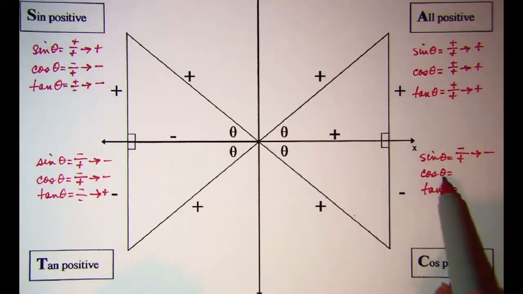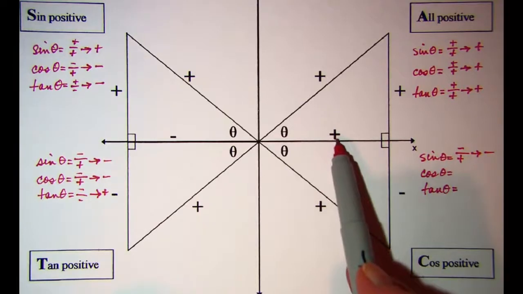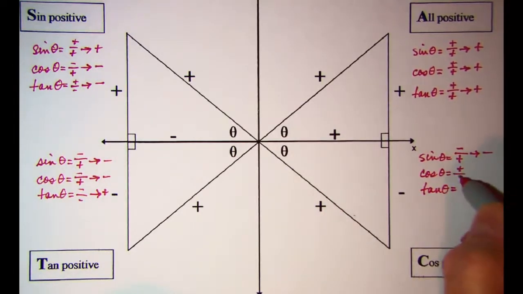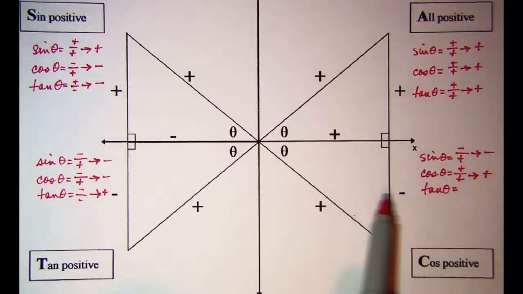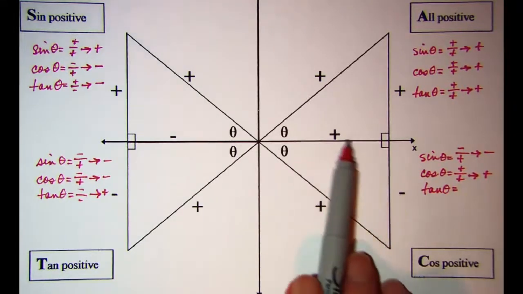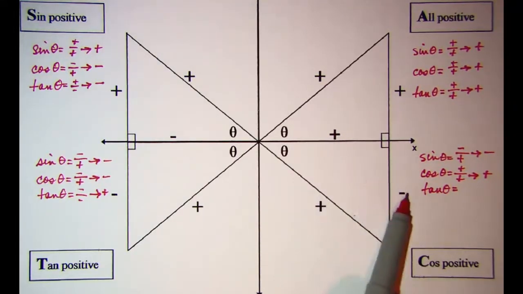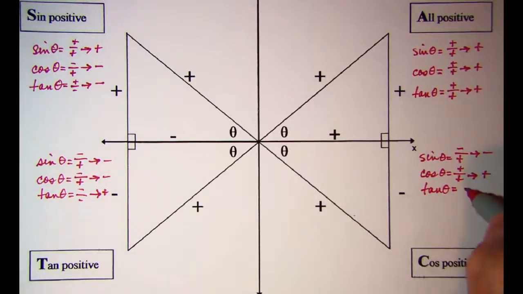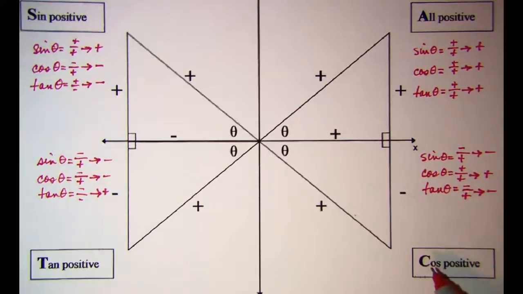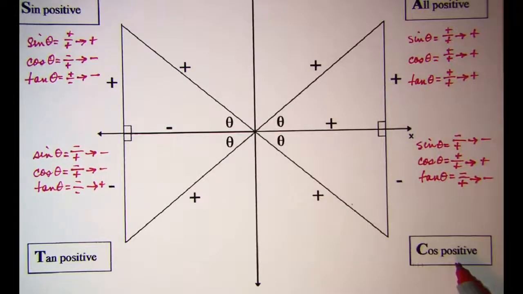My cosine is defined as adjacent divided by a hypotenuse. So positive divided by positive, which is positive. And then my tangent is defined as opposite over adjacent. So negative divided by a positive, which is a negative. So my cosine in quadrant 4 is the only trig function that's positive.